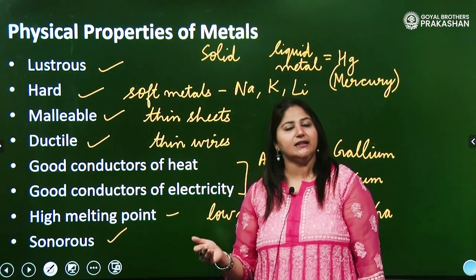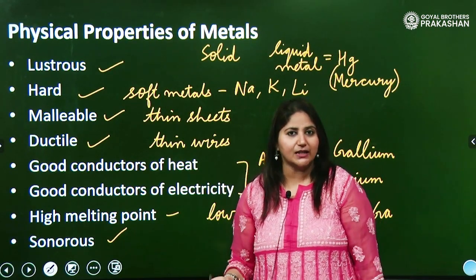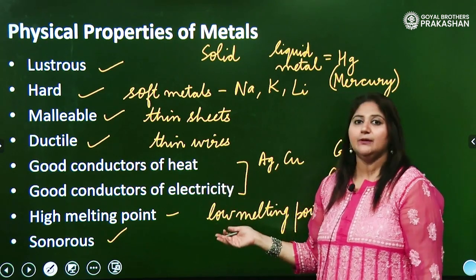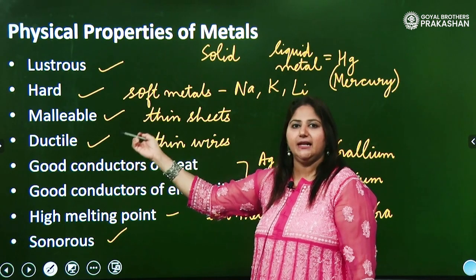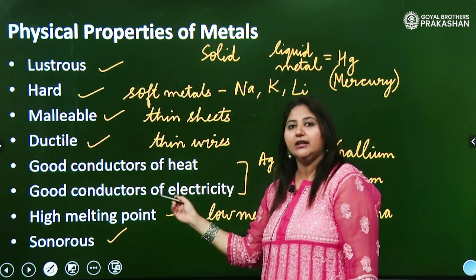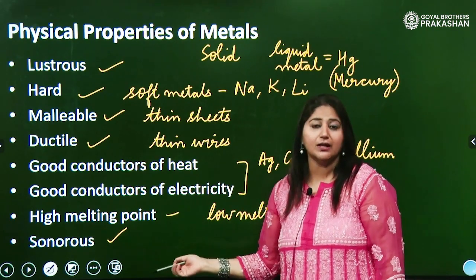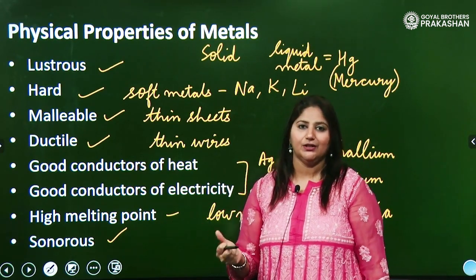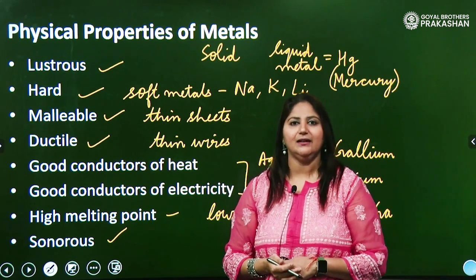So, as you have seen this animated video, I'm sure now the concepts are very clear that these properties belong to metals. Metals are lustrous, hard, malleable, ductile. They are good conductors of heat and electricity. They have high melting point. They are sonorous and they are solids at room temperature, obviously with some exceptions. I hope the concept is clear. Thank you.